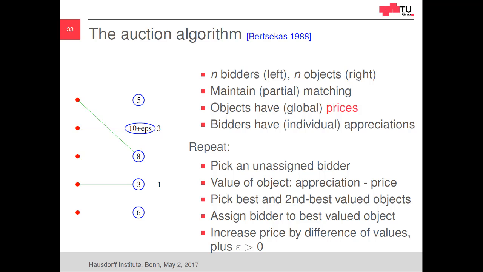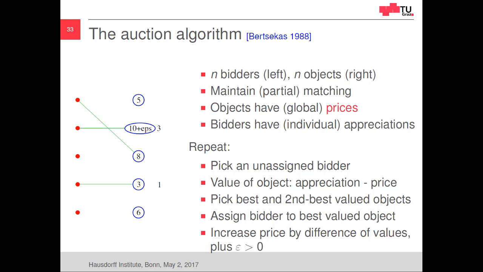Okay, and epsilon is something you choose, yeah? So we would have 0.1 or something, yeah? And this ends the description of the algorithm. Now we pick the next unassigned bidder and we repeat the same steps, and we do this until we have a perfect matching. Now you might wonder why epsilon.